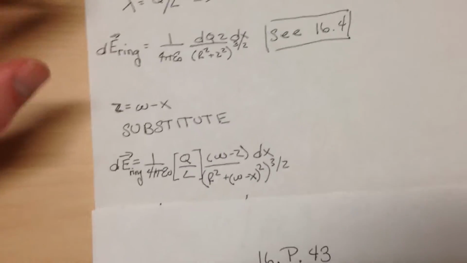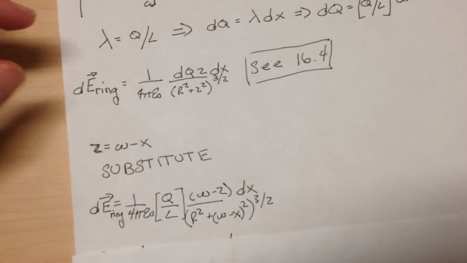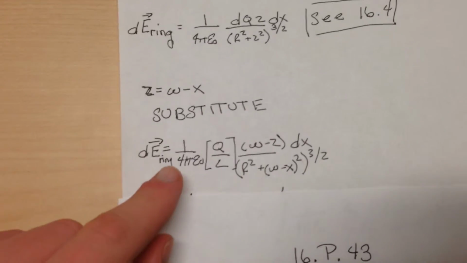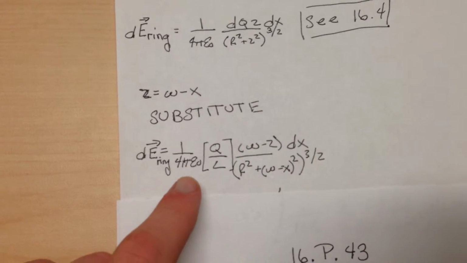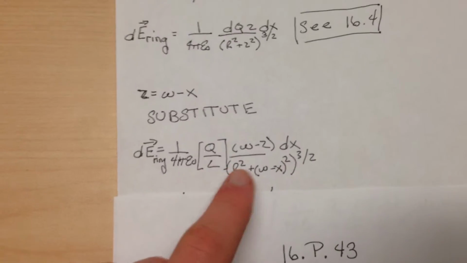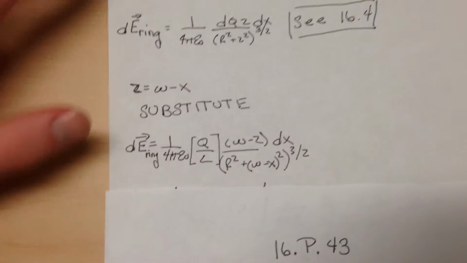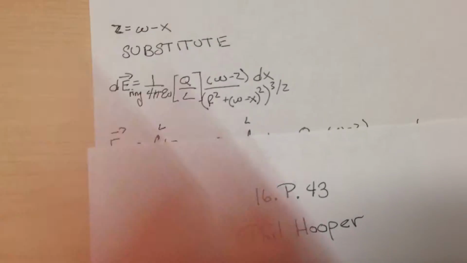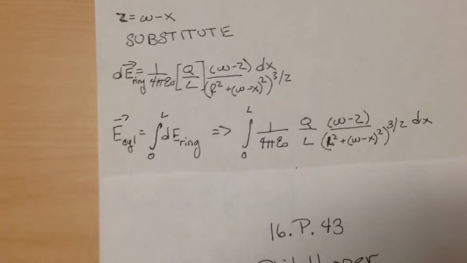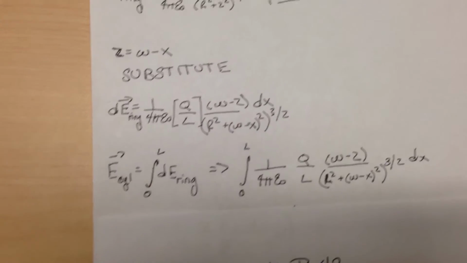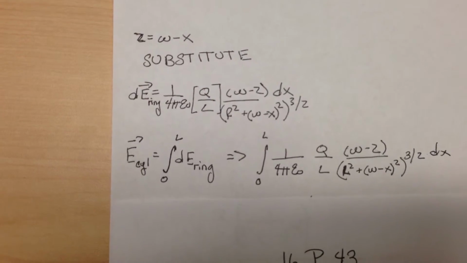We substitute our two variables, z and dq, into our dE equation to form 1 over 4 pi epsilon naught Q over L times w minus x over r squared plus w minus x squared to the 3/2 dx. And we integrate this to get the total, the summation of the contributions of these rings along the x-axis.